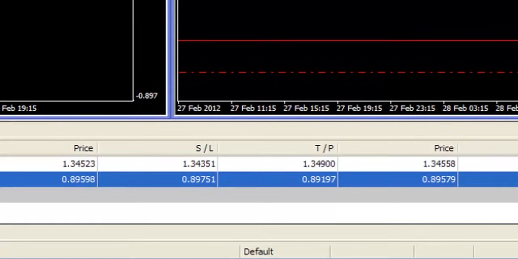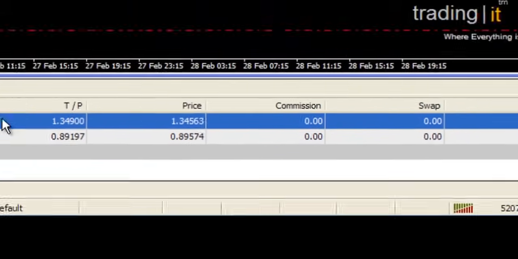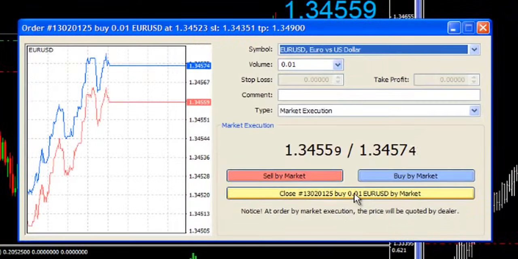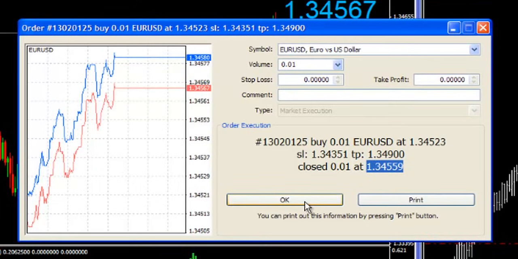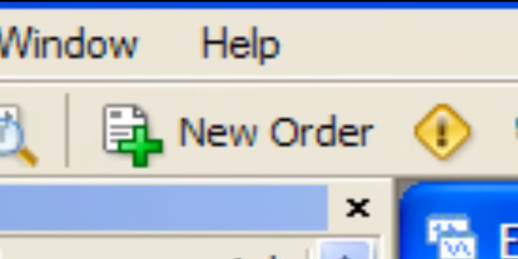There is the option of manually closing the position if you choose to exit prior to either profit or stop loss orders are triggered. Right-click on the trade you are in, click on Close Order, and select the yellow Close tab. This will instantly close your position. The close price of the position is displayed here. Click OK to exit the order box. This concludes how to place a trade.